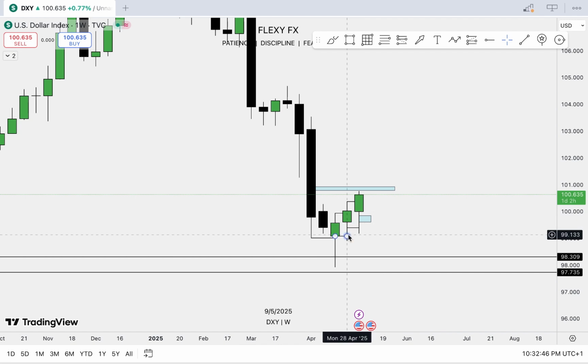Okay, you see the first one opened and manipulated down to the open of this candle, and then this one did the same, and then this one also did the same, manipulated down to the open of this candle, and then it's expanding right now. So the next weekly candle, who knows, is going to close bearish or bullish. Let's see how it goes, right?